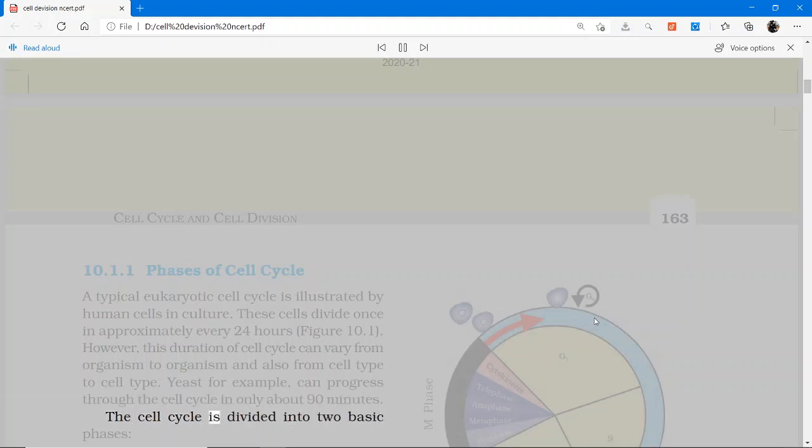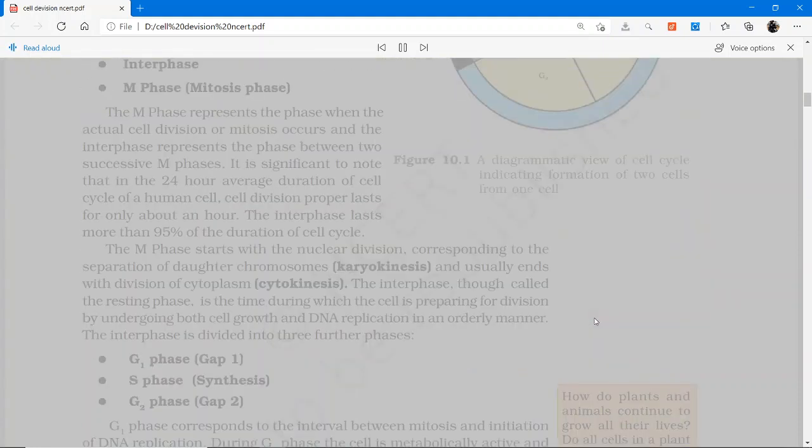The cell cycle is divided into two basic phases: interphase and M phase, the mitosis phase. The M phase represents the phase when the actual cell division or mitosis occurs, and the interphase represents the phase between two successive M phases. It is significant to note that in the 24-hour average duration of cell cycle of a human cell, cell division proper lasts for only about an hour. The interphase lasts more than 95% of the duration of cell cycle.